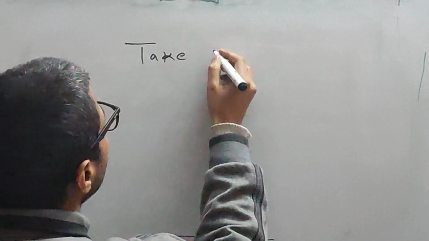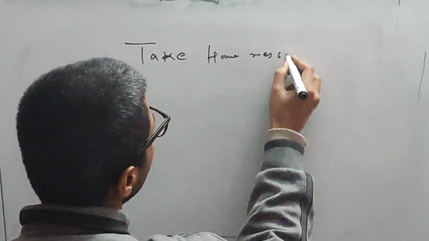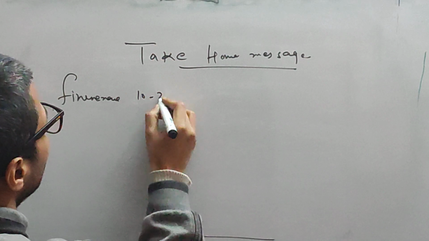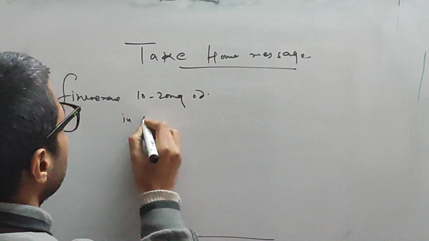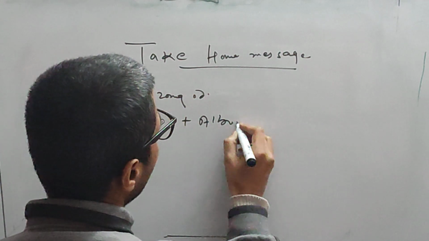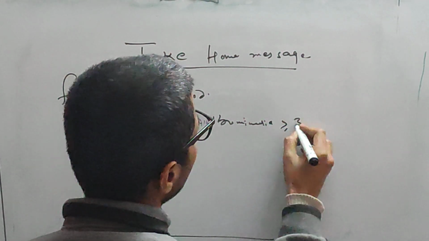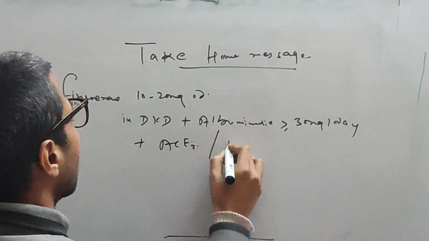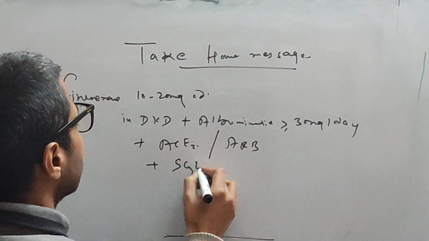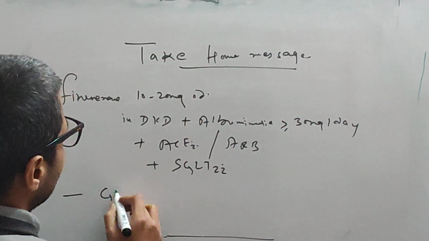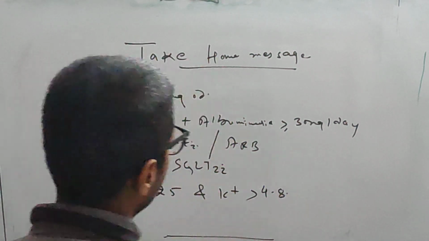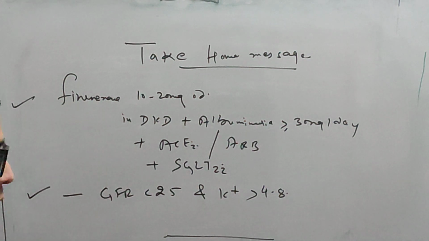So what is the take-home message from this lecture? Give Finerenone 10 to 20 mg OD in patients with diabetic kidney disease with albuminuria of 30 mg per day or greater if the patient is already on ACE inhibitors or ARB plus an SGLT2 inhibitor, and don't give it if GFR is less than 25 or serum potassium is greater than 4.8. These two points you should know.